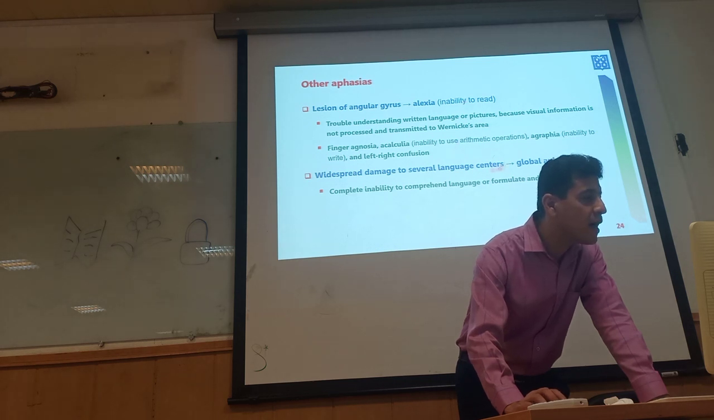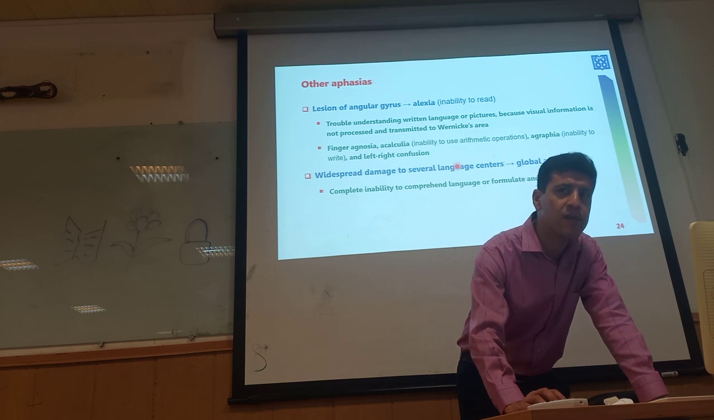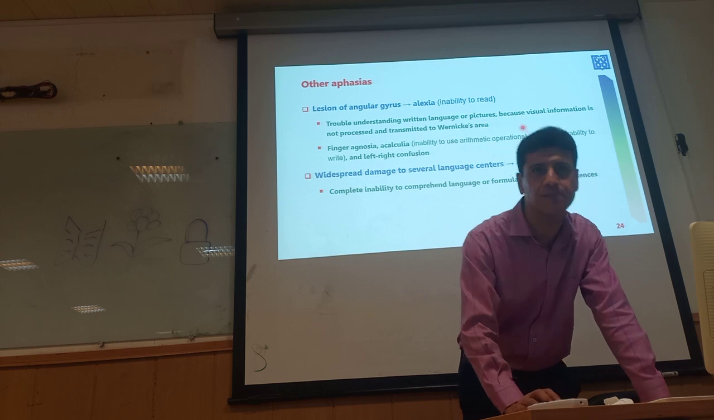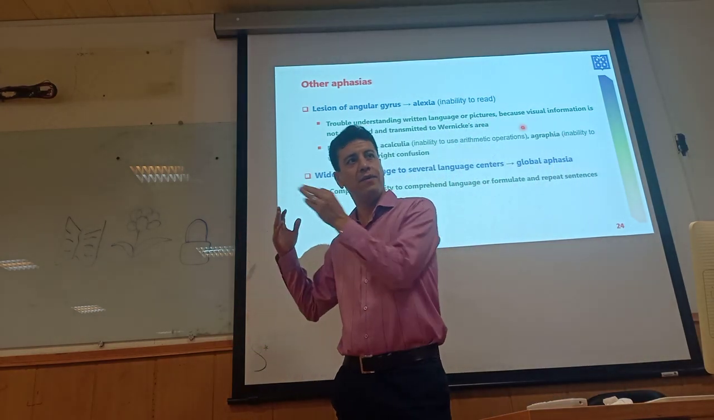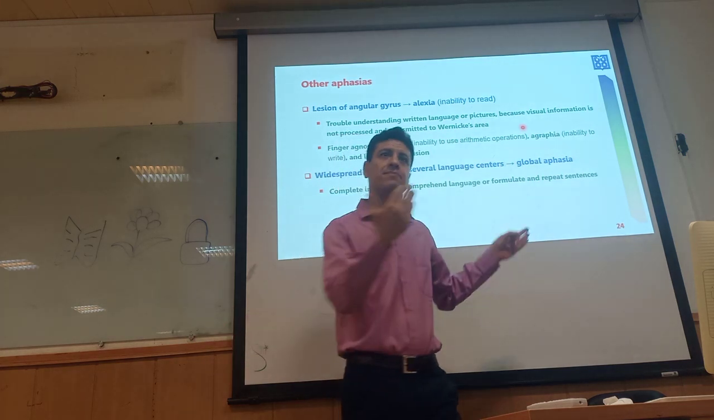But if there is widespread damage to the brain, maybe both Broca's area and Wernicke's area are damaged, then there will be global aphasia. So the person will have both signs of Wernicke's aphasia and Broca's aphasia.